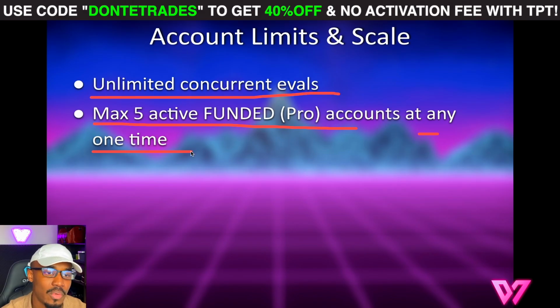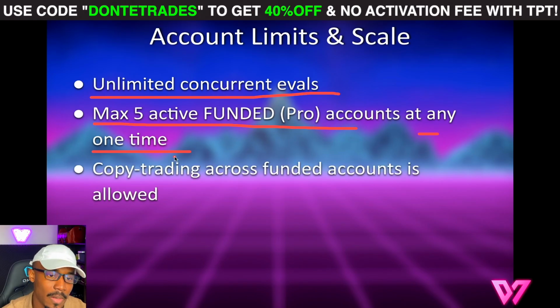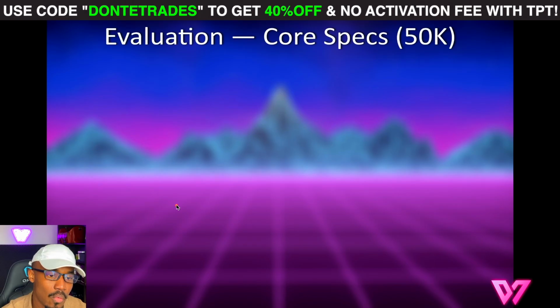So this can be 5 25Ks, 5 150Ks, whatever it is. But you can only have 5 pro accounts at any time, right? Copy trading is allowed with TPT. So you can do that with no worries there.